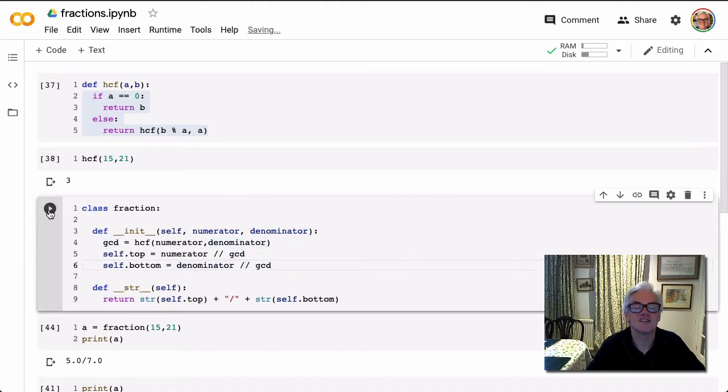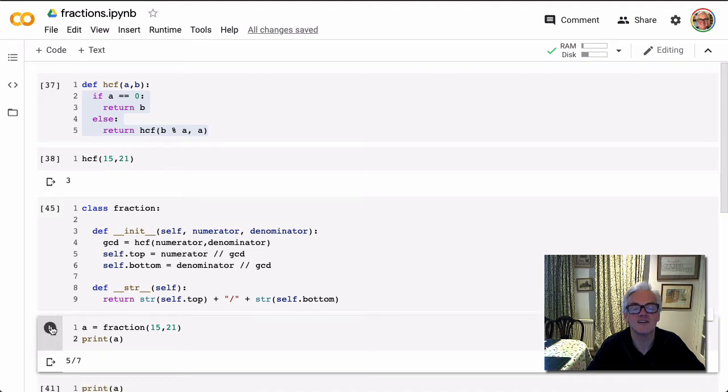If we do integer division, then we should get something. Let's redefine that and test it with my printing whatever A is. 15/21 is 5/7. It returns with the correct thing. So that's looking pretty good so far.